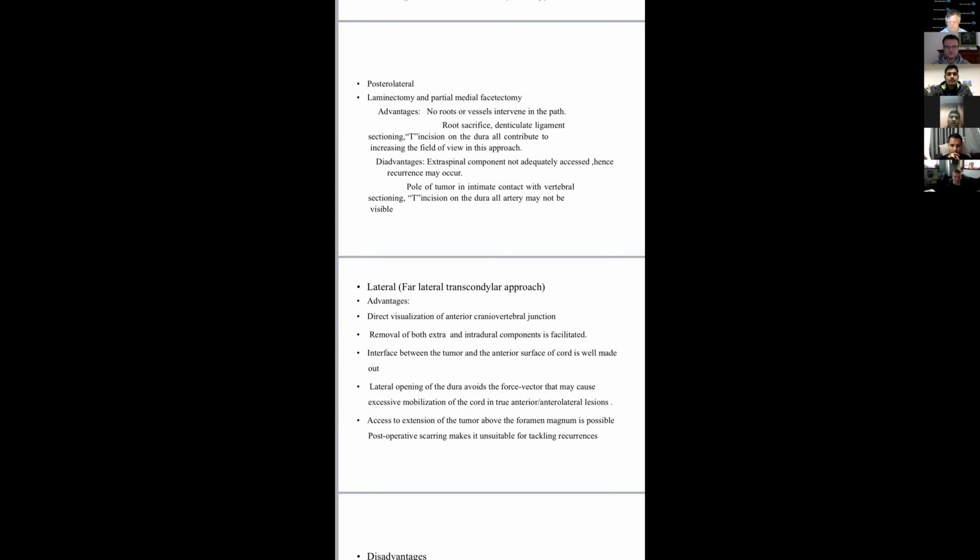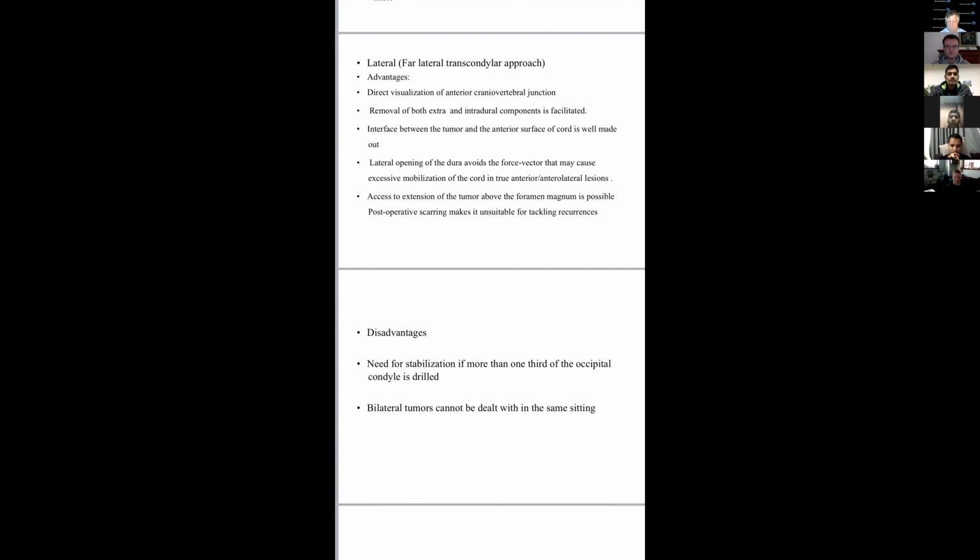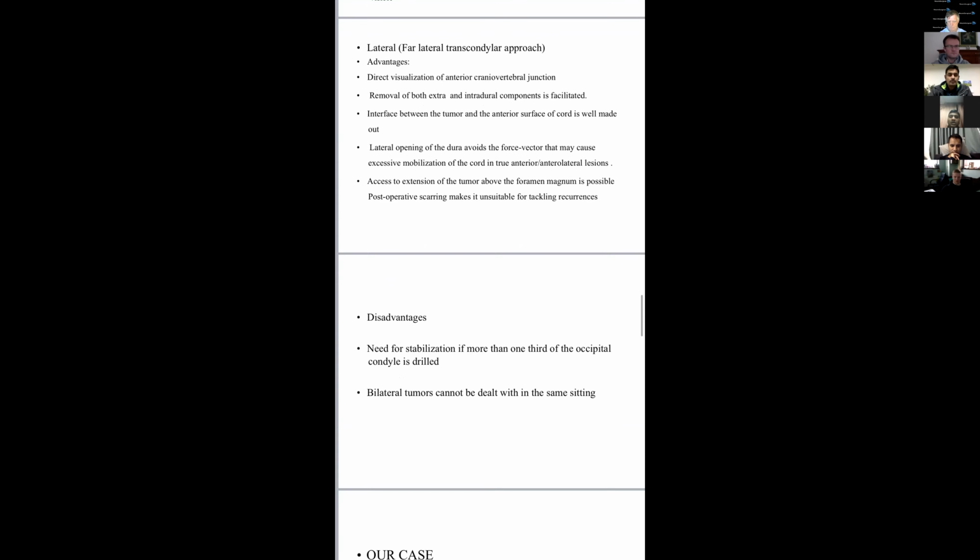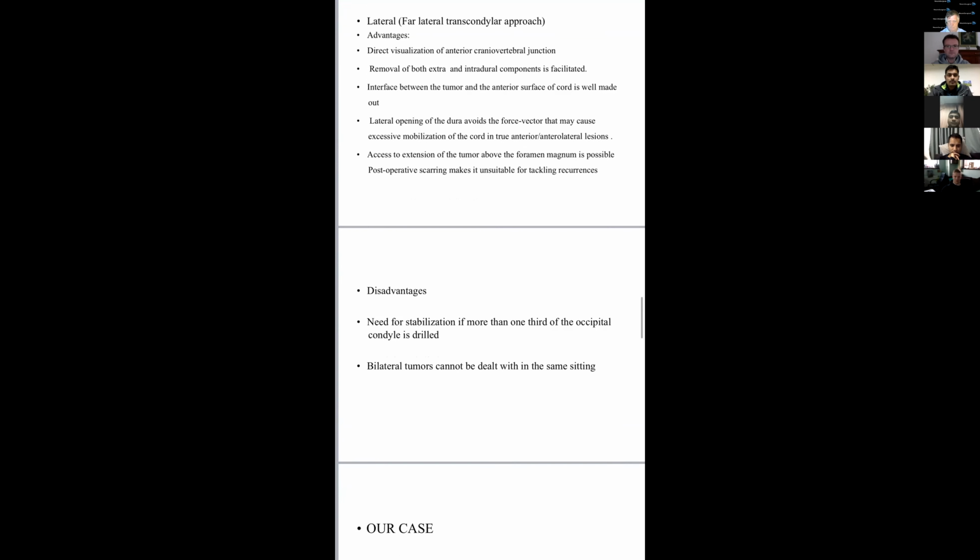recurrence. Disadvantage of the lateral approach: need for sacrifice of more than one-third of the facet joint, and bilateral tumors cannot be dealt with in the same setting. Those are the lateral approach advantages and disadvantages.